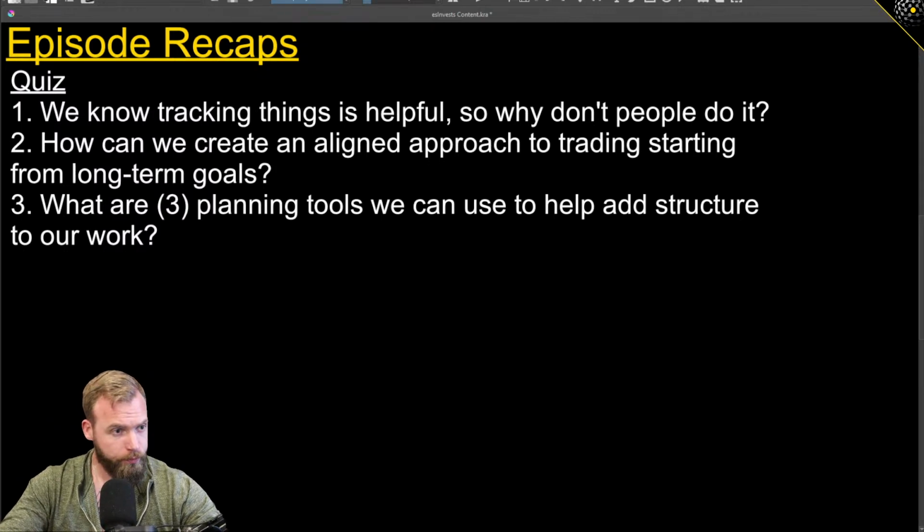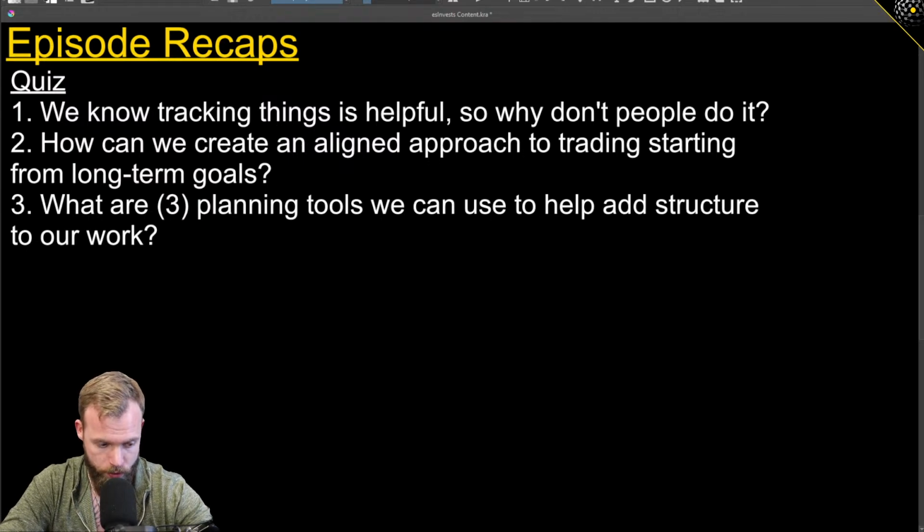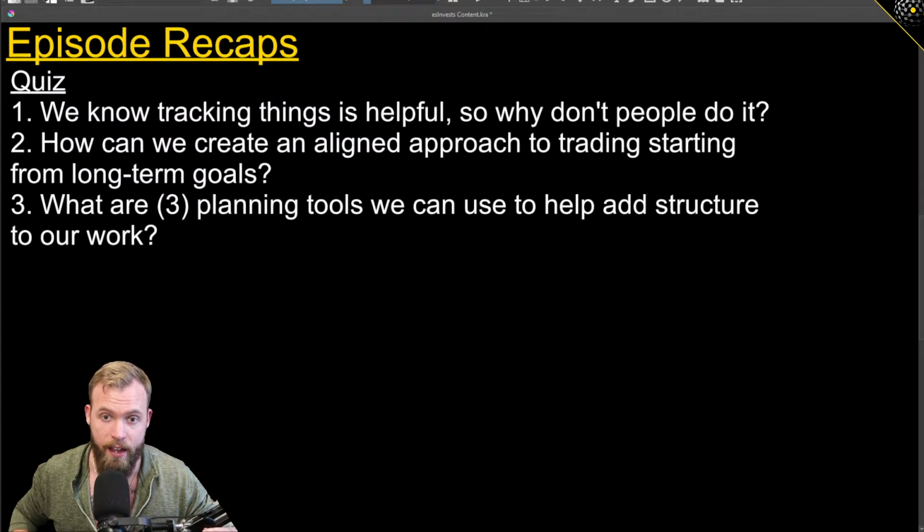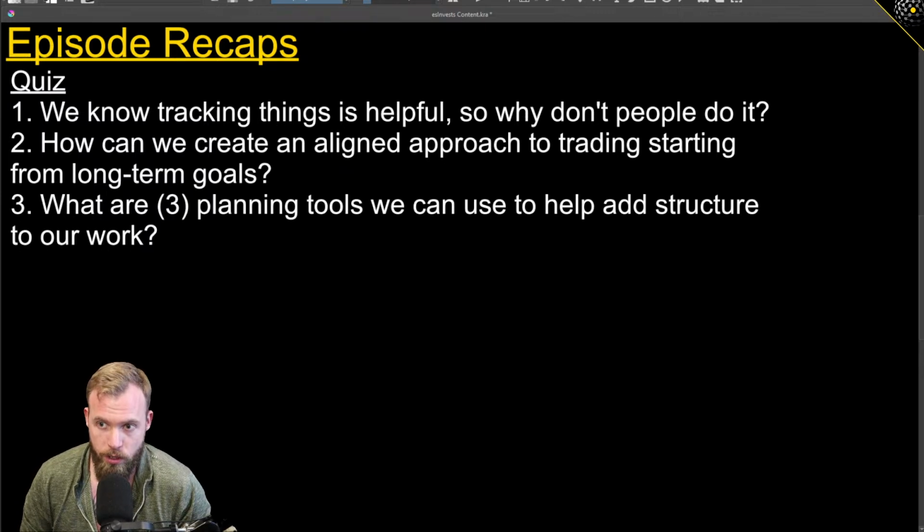Next question. How can we create an aligned approach to trading starting from long-term goals? And there are a few things that really blend in with this. So what's your answer to that? Let's say somebody came up to you and they said, oh, I want to start trading. What do you say to them? Because for most people, they would start giving advice, things like, oh, you should try looking at vertical spreads, or you should try this other thing. And most of those people are giving terrible advice because they have no idea what they're talking about. And they're sending people down a terrible path.